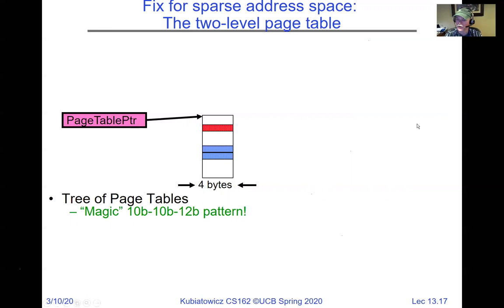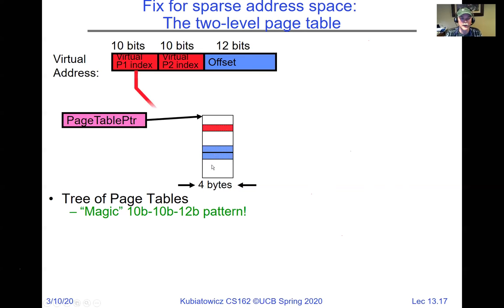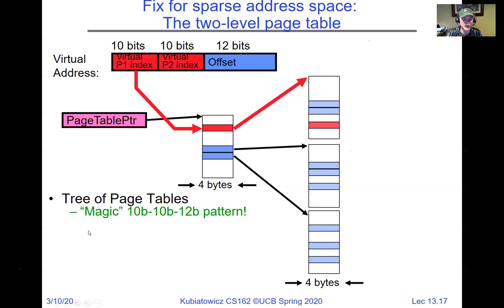How's that sound? So basically, we're going to have a pointer to a page table, but this page table is going to be small, okay? And in fact, we're going to have 4-byte entries, which I will explain very shortly. And these 4-byte entries are going to be pointers to other pages, but this thing here is going to be just a single 4K page. And we're going to do what I like to call the magic 10-bit, 10-bit, 12-bit pattern. And what's magic about this is a pattern that works perfectly, okay?